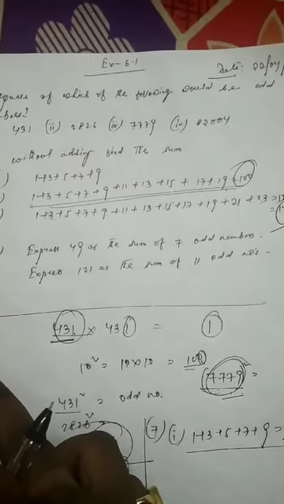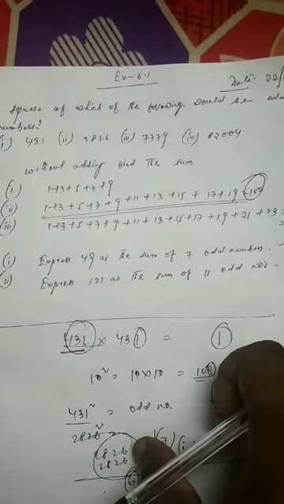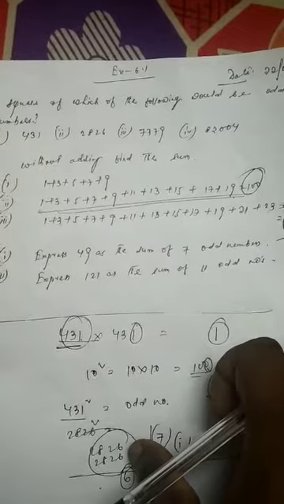So children, I hope you understood. You just count the odd numbers and square that count, and you will get the answer.